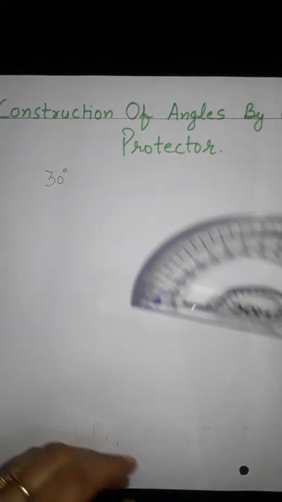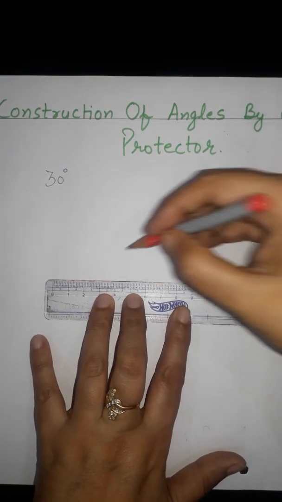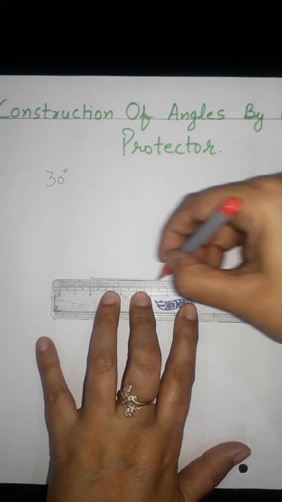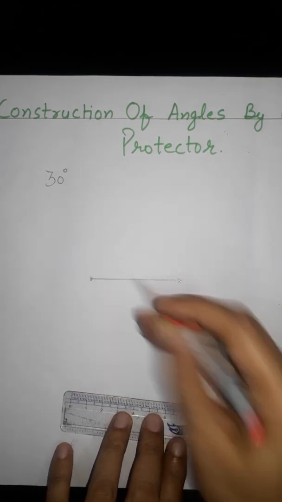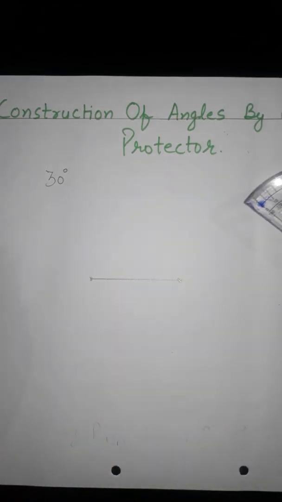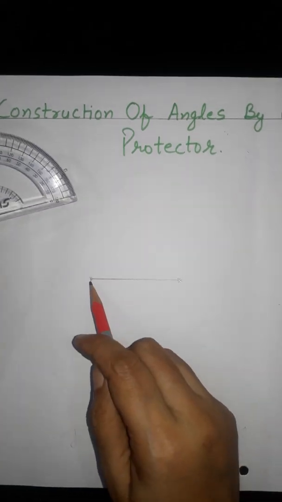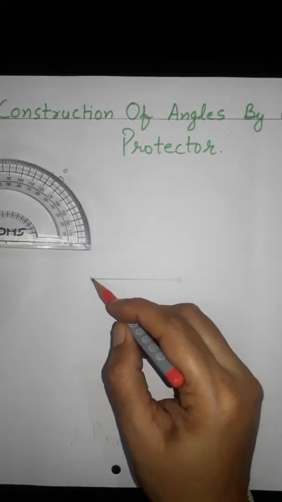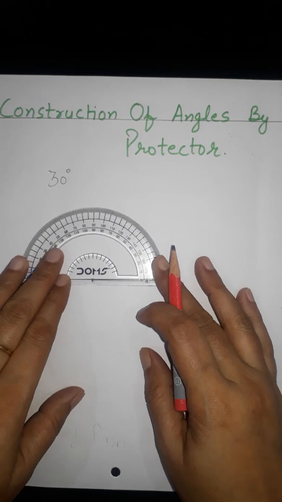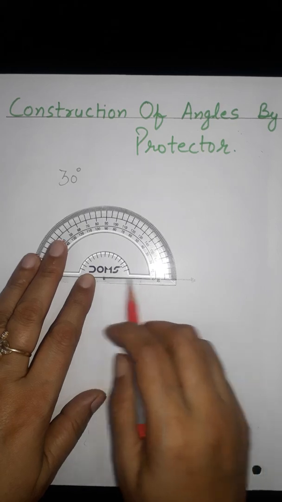First step to construct an angle by using protractor is draw a ray. After that, take your protractor and put the center of the protractor at the end point of the ray. Here is the center of the protractor and you have to put it at the end point and coincide the ray with the base line of the protractor.